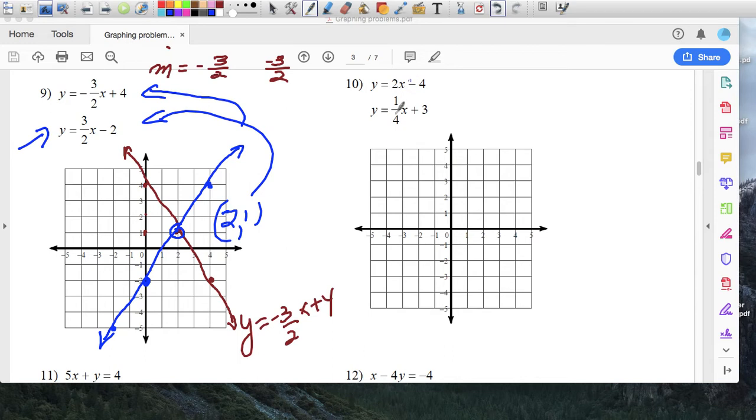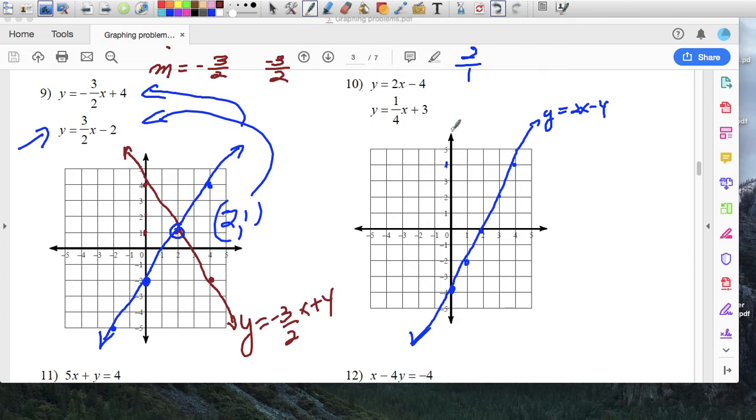Okay. Number 10, y equals 2x minus 4. So I'm going to start with that one. So the y-intercept is negative 4, so it should be down here. Our slope is 2, or better yet, 2 over 1, and it's positive, so it's going to be 2 up, 1 right, 2 up, 1 right, 2 up, 1 right, 2 up, 1 right. There's a line. Okay, there's our first line, y equals 2x minus 4.